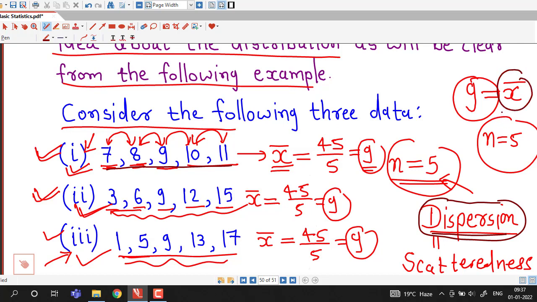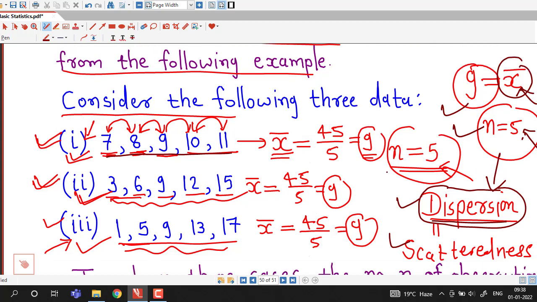There might be several data sets having mean equal to 9 and number of observations equal to 5, but along with this measure, if we are familiar with the variability of the data, then we may have enough idea about the given distribution. So that is the reason why measures of central tendency are not enough, and why we need to study other measures which are known as measures of dispersion.